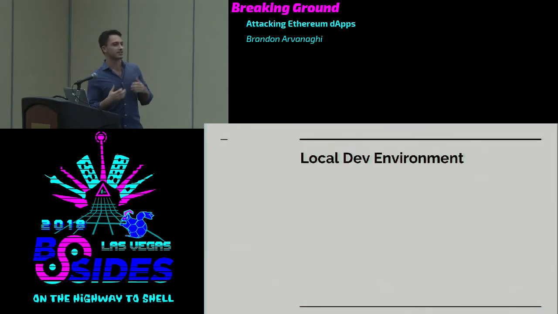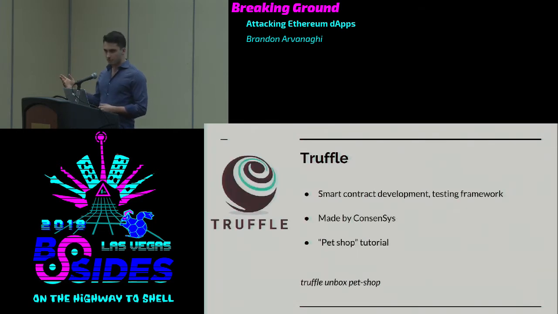Okay, but let's talk about how you can set up a dApp in a local environment so you can do this testing yourself now. So who's heard of Truffle here? Okay, John. So Truffle is a smart contract development and testing framework. It's made by Consensus, which has really been a trailblazer in this industry, making great tools for developing smart contracts and dApps. But if you want to create a dApp locally that you can test with Burp Suite, for example, look up Truffle, and there's a pet shop tutorial.